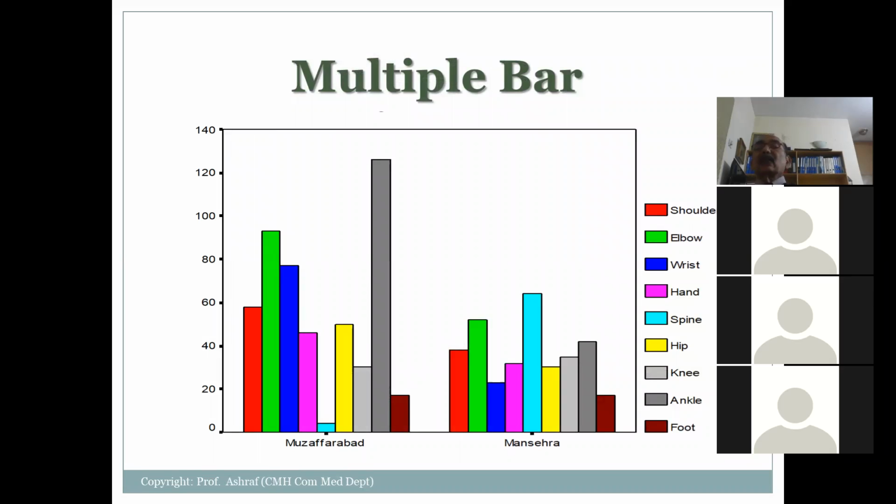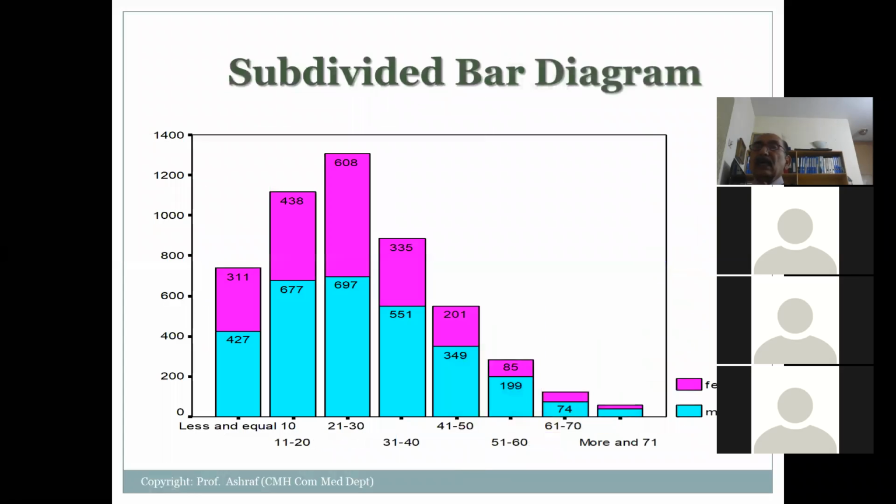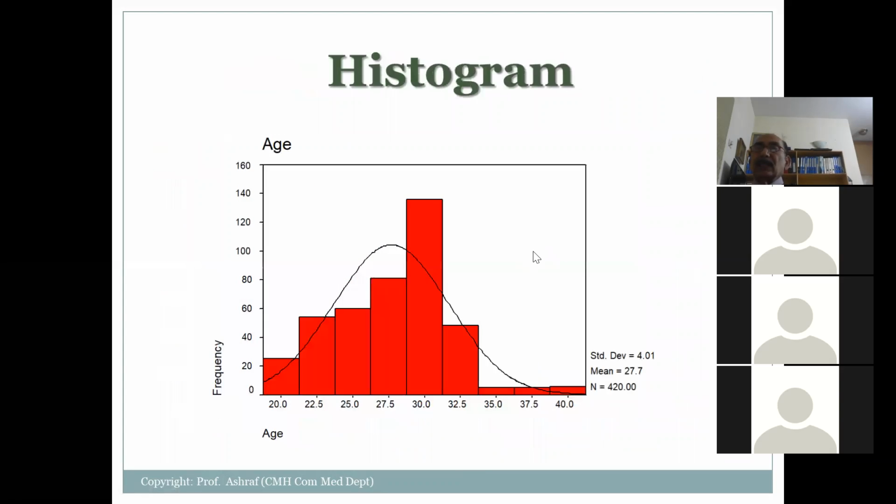Now, a multiple bar chart you make when you want to see the relationship or association between 2 categorical variables. He has compared the 2 cities, Zafrabad and Mansehra. You can make graphs side by side, or you can make a subdivided bar chart one upon the other. That is the same thing. It's up to you. Histogram you make for continuous data, height, weight, blood pressure, age, etc.